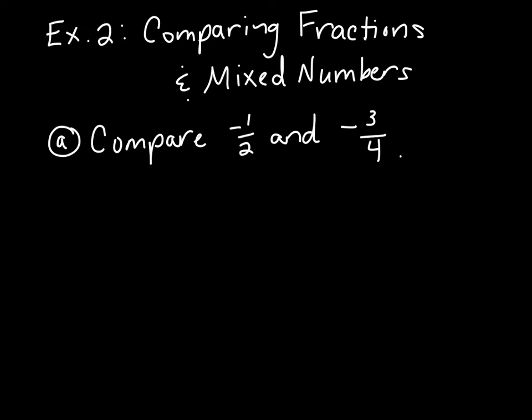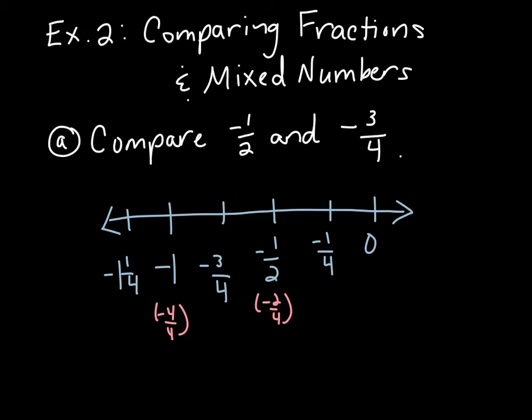In example 2, we're going to be comparing fractions and mixed numbers. So letter A asks us to compare -1/2 and -3/4. And the first thing we're going to want to do is to set up a number line. Most of our number lines so far have had 0 right in the middle, with all the numbers on the positive side to the right and all the numbers on the negative side to the left. But in this case, when we start looking at comparing them, we want to make sure the number lines match what we're comparing.